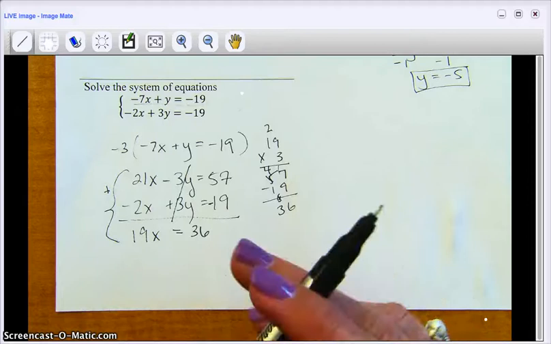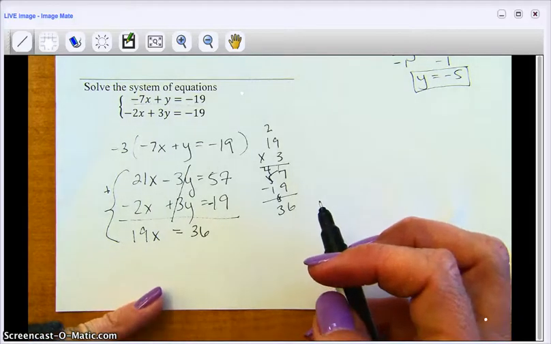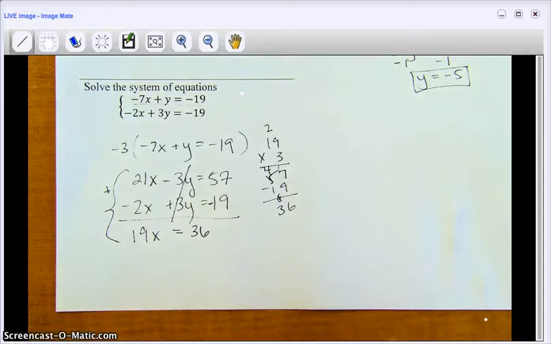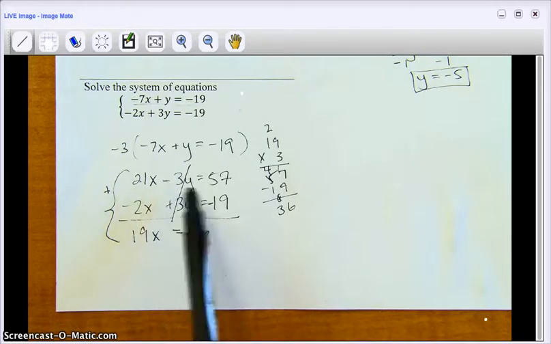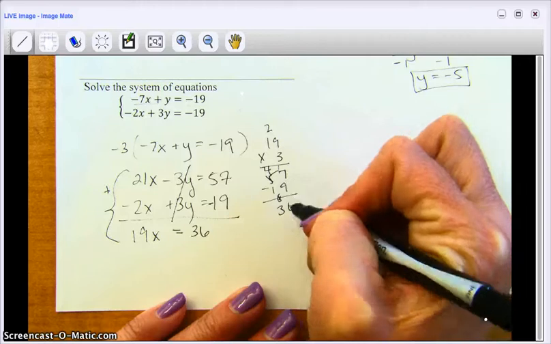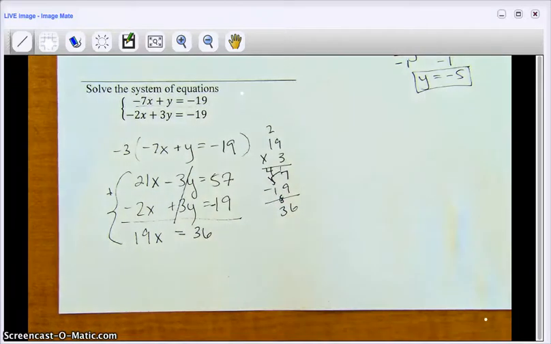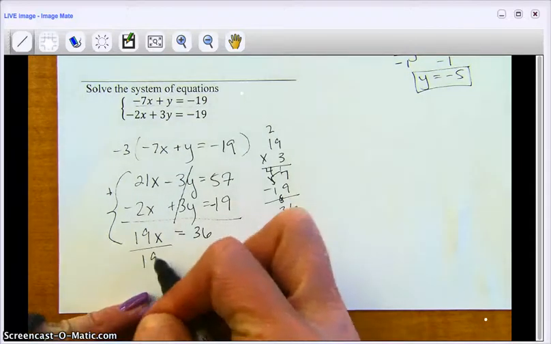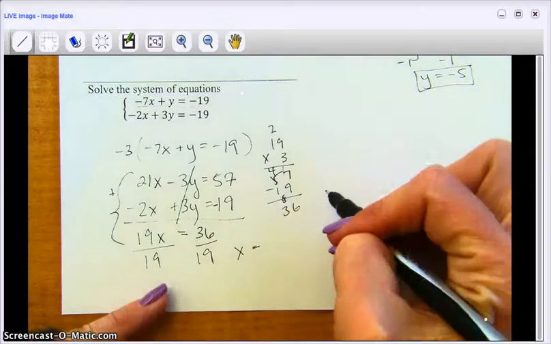Something here doesn't look quite right, but let's keep going. Okay. I feel like this is not going to work out. Times 3, 21, negative 3, 27, 57. That's all right. Not sure why this isn't working out, but we divide by 19, divide by 19. Oof. X equals, that's not going to divide evenly.